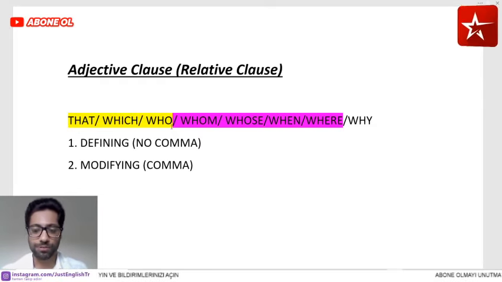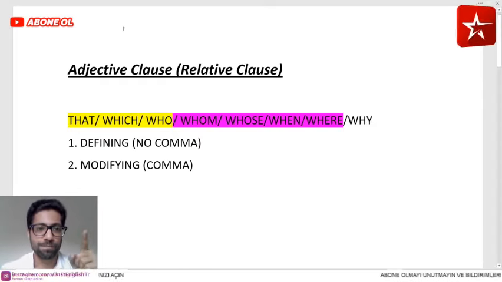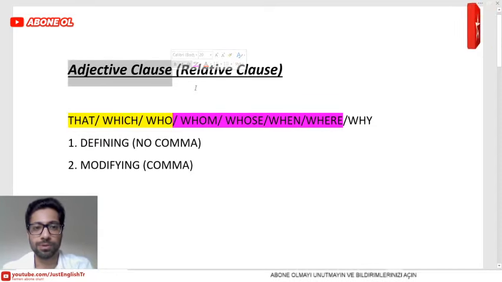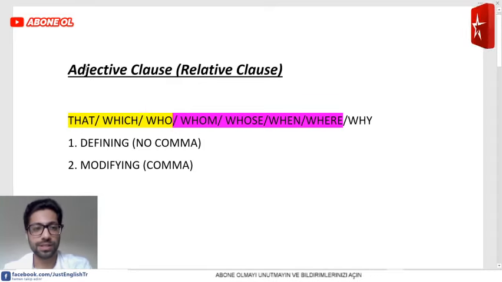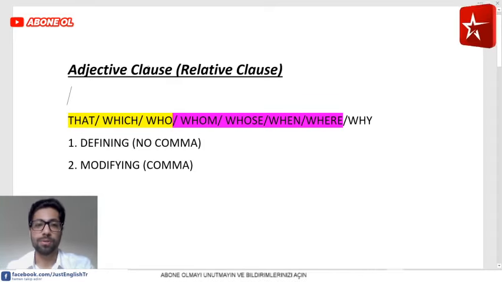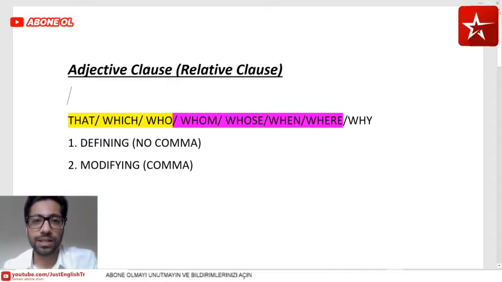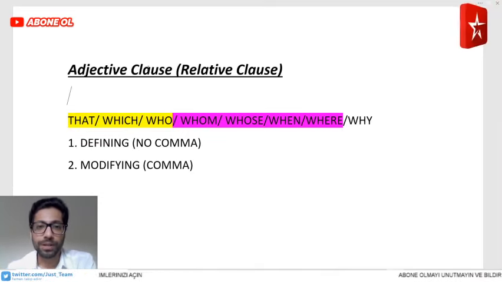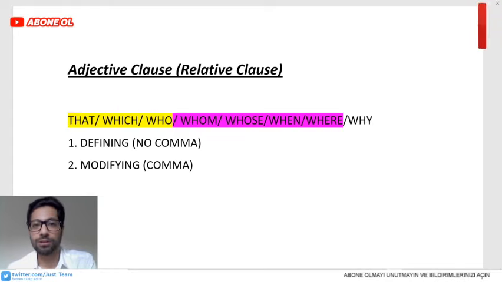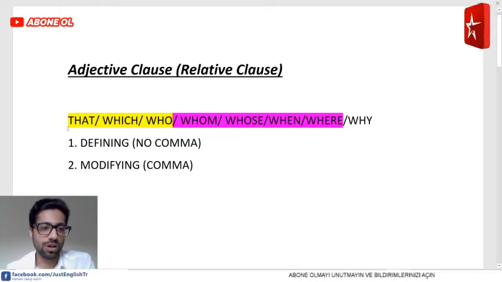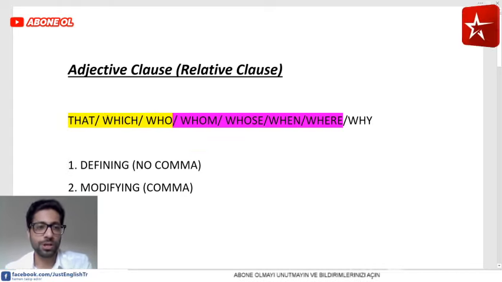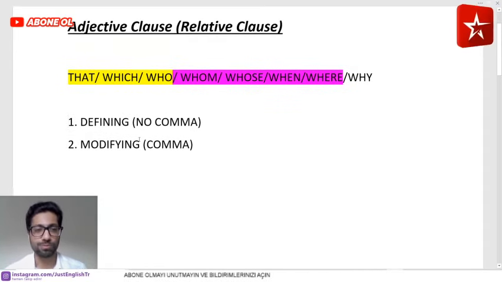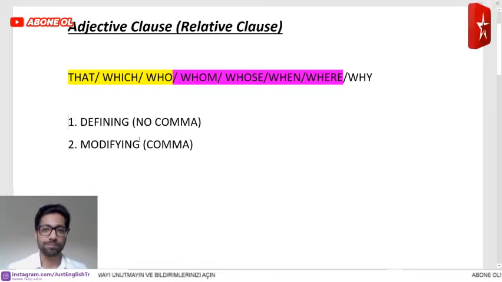Now let's be very sure. Some books write adjective clause, but we are really used to the fact that it is relative clause, so we will start. I'm just trying to make you understand the fact that those are the same. I don't want you to mix or anything.